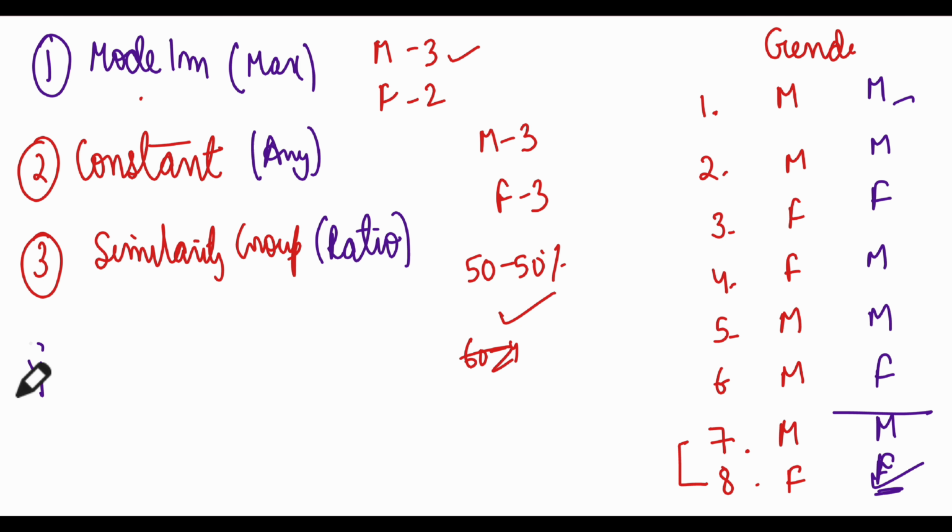And the fourth method that is very useful is predictive modeling. Here you use classification models to predict values. We will not be covering this right now because this comes under machine learning.